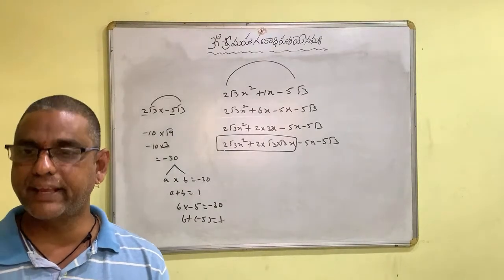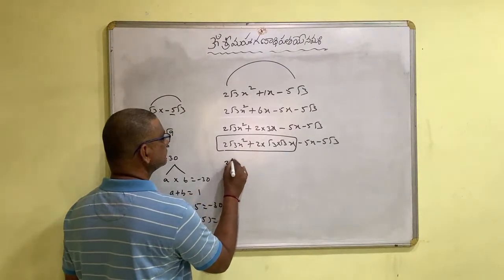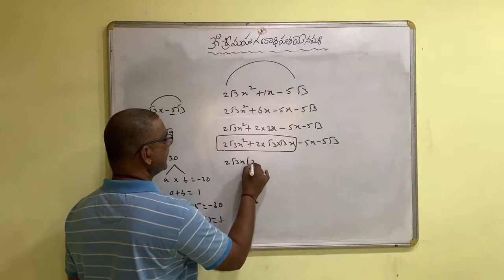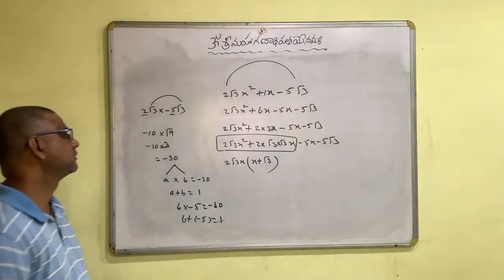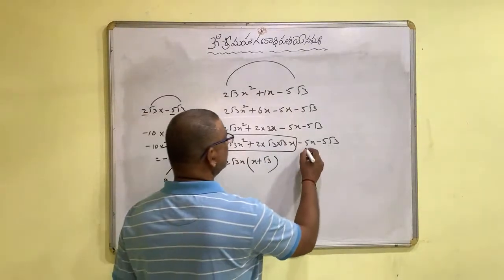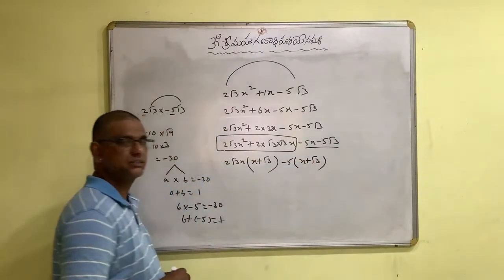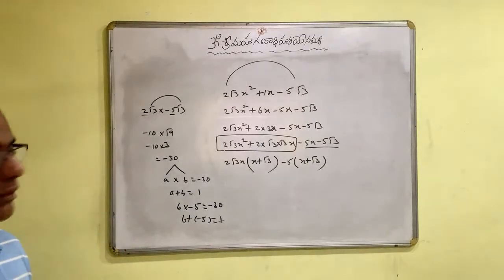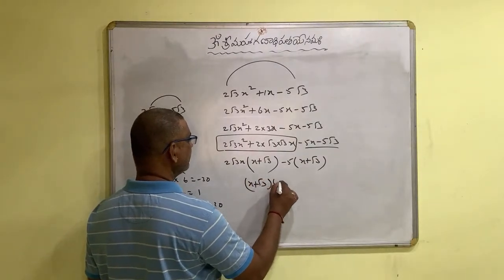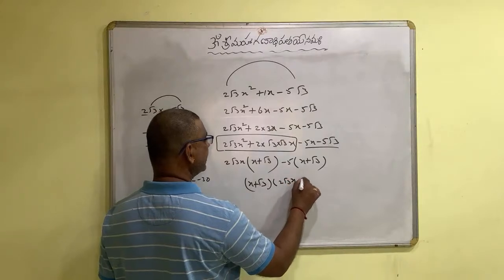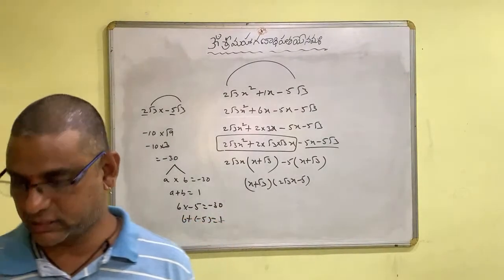Yes, 2 root 3x we can take common. So remaining here x and here root 3. So x plus root 3. And here I can take minus 5 common. Remaining is x plus root 3. So again, x plus root 3 and 2 root 3x minus 5 are the factors.